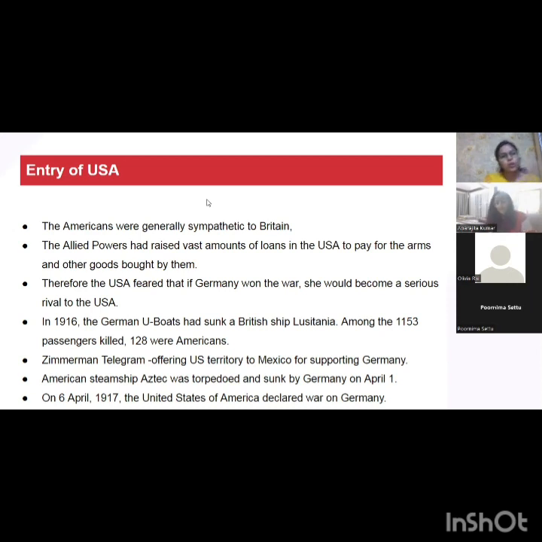Not only this, if a country did not have money to buy arms, America gave loans also. America literally gave many loans to European countries, the allied power countries, so that you take the loan and buy your arms and ammunition from me.